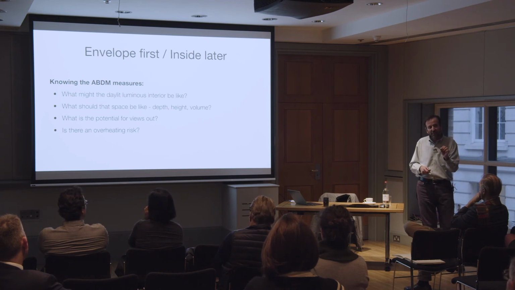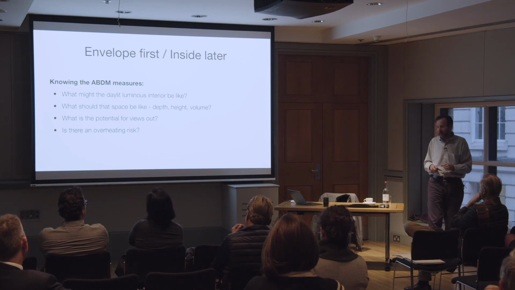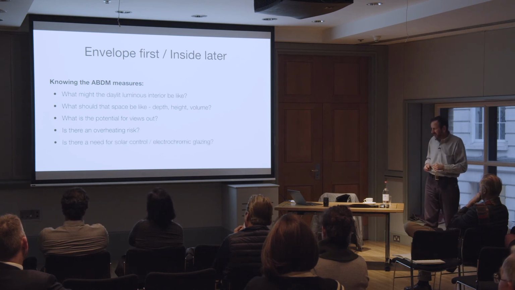So do that first, understand what's going on before you get into all the noodly modelling stuff. Immediately you'll get some idea. Do we need solar control? Do we need electrochromic glazing? Is there sufficient sun exposure to warrant all of those things?